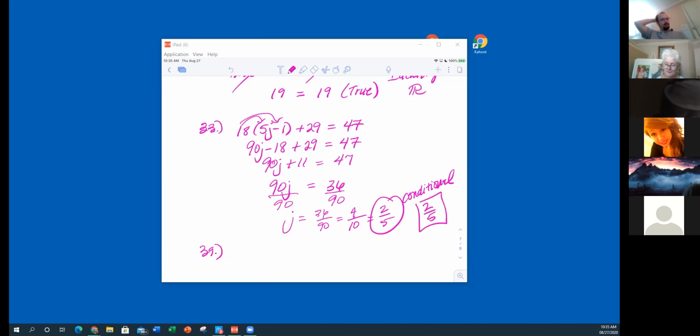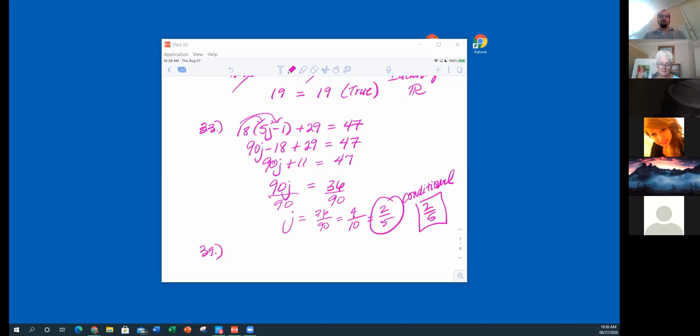Do you have to specify also? Would you like it specified whether it's conditional or not? Yes, I would. I want you to write conditional or an identity or inconsistent or contradiction. So you do want to say those words as well. Oh, so we can't use the shorthand? You can, but also identify if it's a conditional, a contradiction, or an identity. And then you can use the shorthand as well.